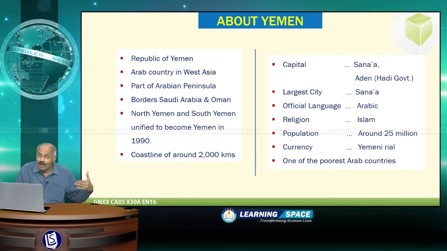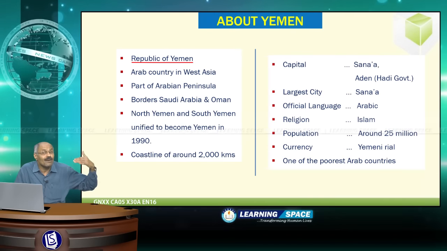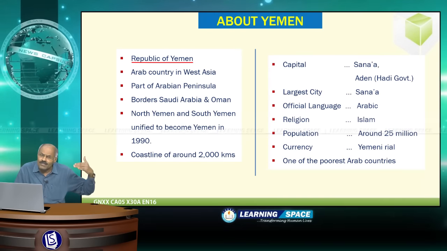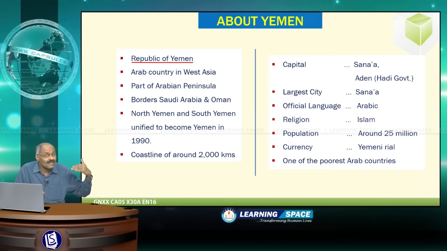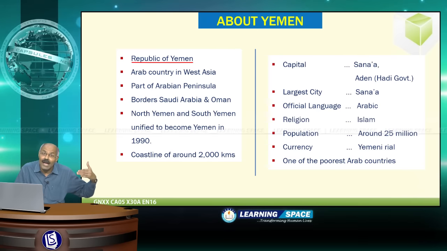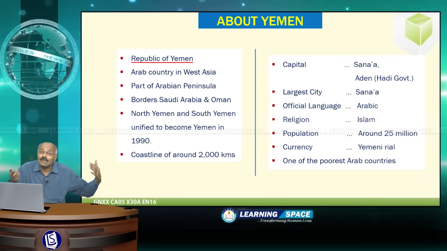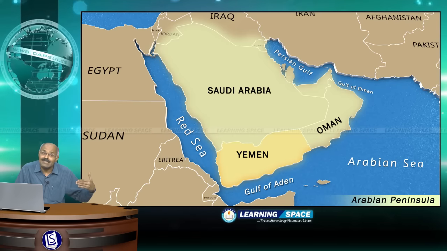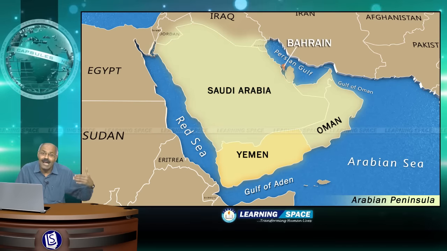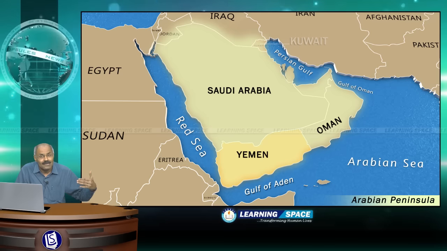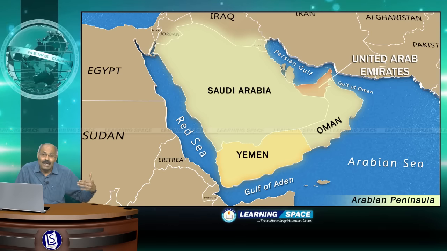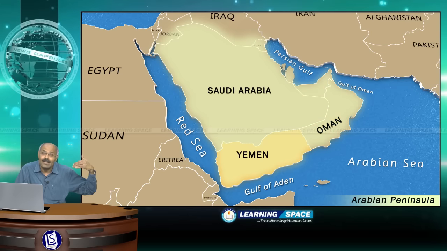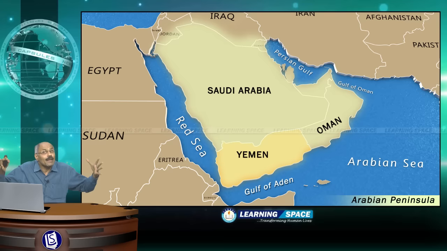And if you look at Yemen, the actual name is the Republic of Yemen. This is one of the poorest countries in West Asia. It is a part of the Arabian Peninsula. Please look into this slide. In the Arabian Peninsula, important countries are Saudi Arabia, Bahrain, Kuwait, then UAE, then Oman, then Yemen. These are all part of the Arabian Peninsula.